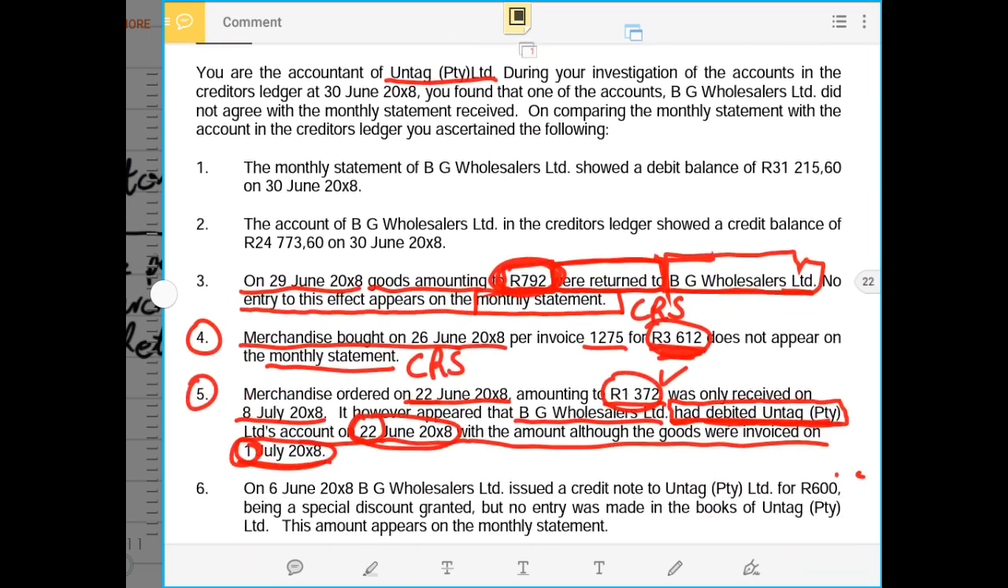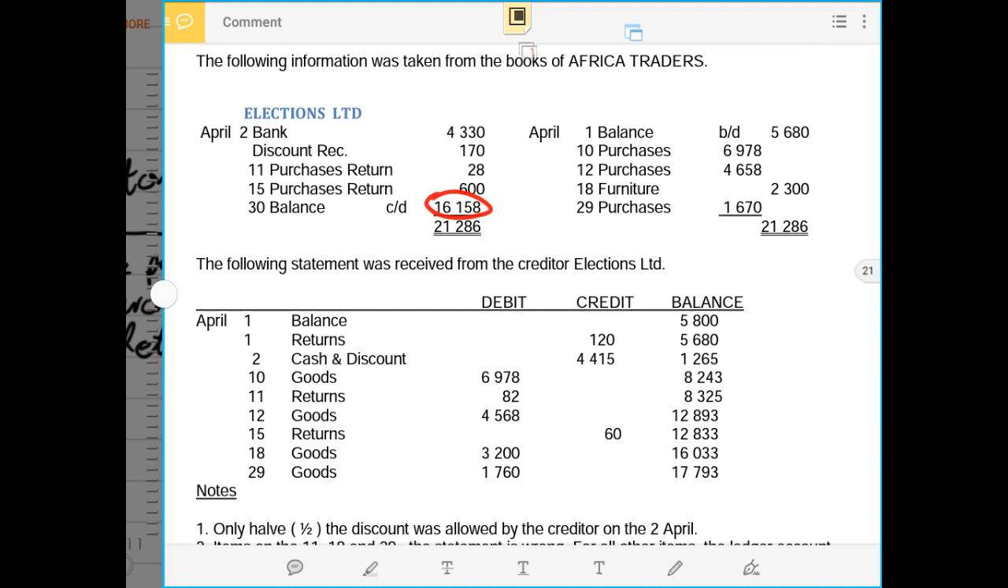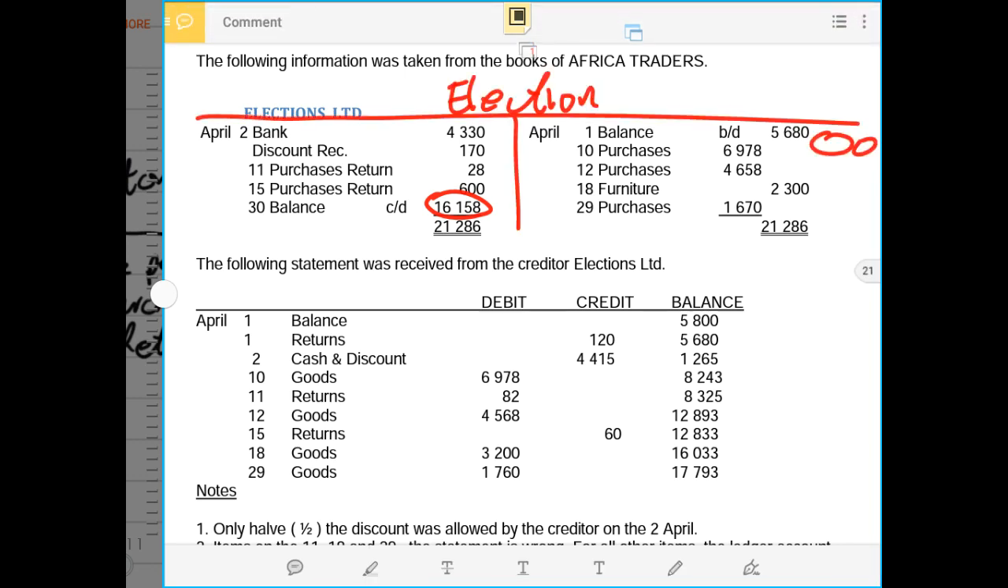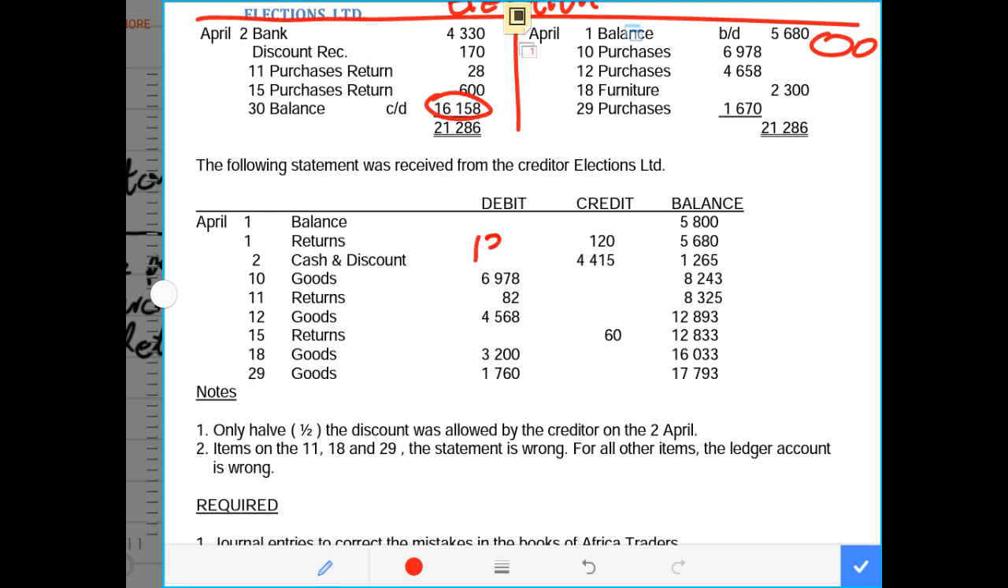So now let us check. They debited us. Let us check again in the statement. What will this mean? That means on our side in the creditors reconciliation, once again the ledger, Election Ltd, we have nothing on the credit side. We have recorded nothing because we made a payment on the 1st of July. But they recorded this 1,372 on the debit side. Hence, it says they debited us. The minute they record this as a debit, it means they are increasing their debtors by 1,372 in the month of June. Yet it was not supposed to be the case.